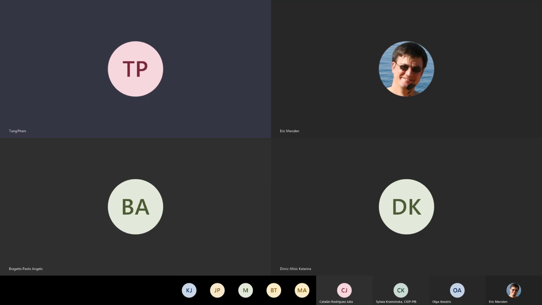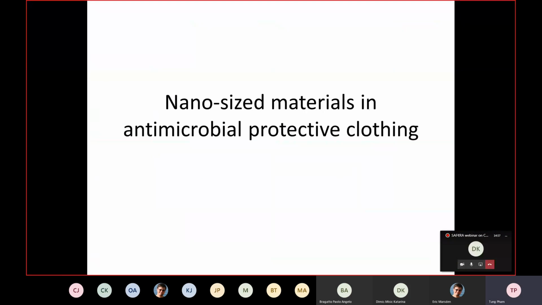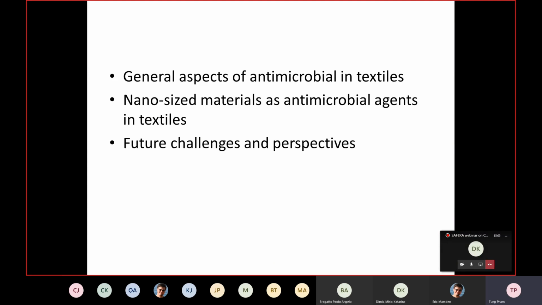Ladies and gentlemen, in my presentation today, I would like to give you an overview of nano-sized materials in antimicrobial protective clothing. The outline of my presentation consists of 3 points. First I will give you the general aspects of antimicrobials in textile, followed by a specific example on nano-sized materials as antimicrobial agents in textile, and then hopefully we have time for some discussion on the future challenges and perspectives.